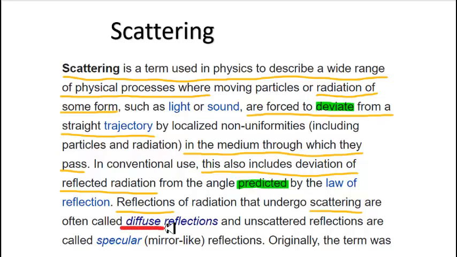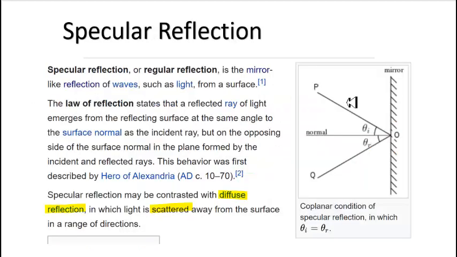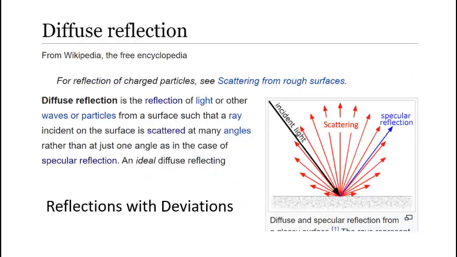So this is the term I would prefer to use, because it's very clear that reflection is an important part of diffuse reflection. Okay, and then unscattered reflections are specular reflection. So perfect reflection. Okay, so here's diffuse reflection.